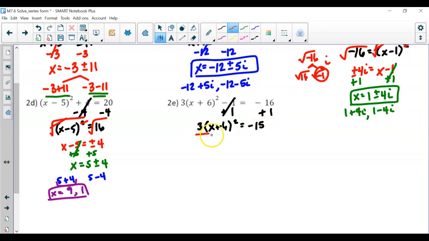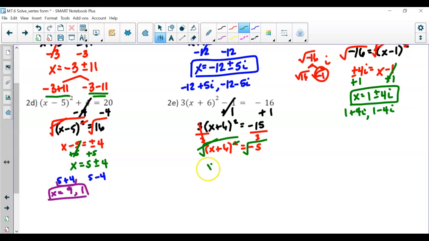Now, divide by 3 because it's being multiplied, the parentheses. And here we've got (x plus 6) to the second power is equal to negative 5. Now we can take the square root.